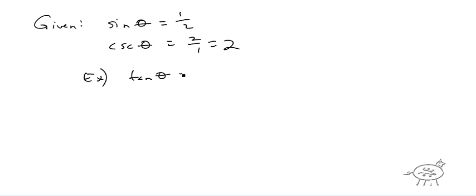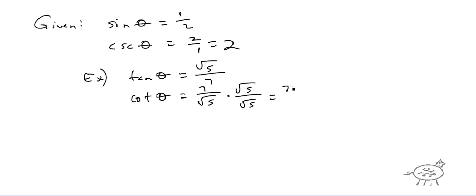Tangent of theta is equal to root 5/7. So cotangent of theta is going to be 7/5, right? Just reciprocal. Now make sure you rationalize it, and you get 7√5/5. Sweet. Okay, so here's another one.